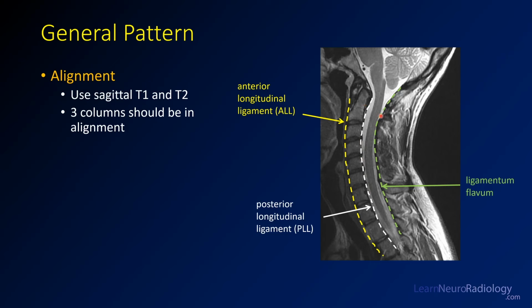And the ligamentum flavum should be nicely lined up in a similar curve along the posterior aspect of the spinal canal here, along the anterior part of the posterior elements. Here you can see the spinous processes, and those should all be in alignment. So now let's take a look at some real-time images here.